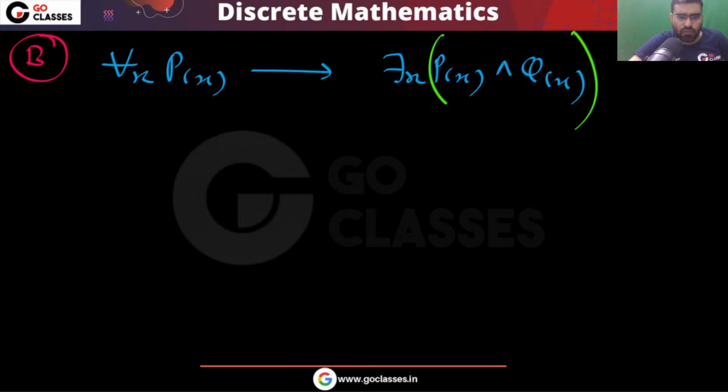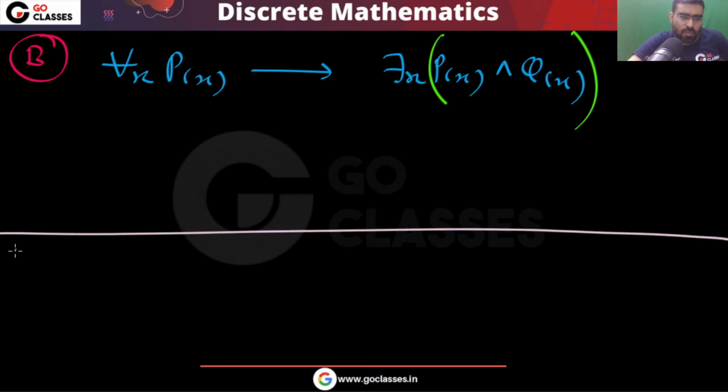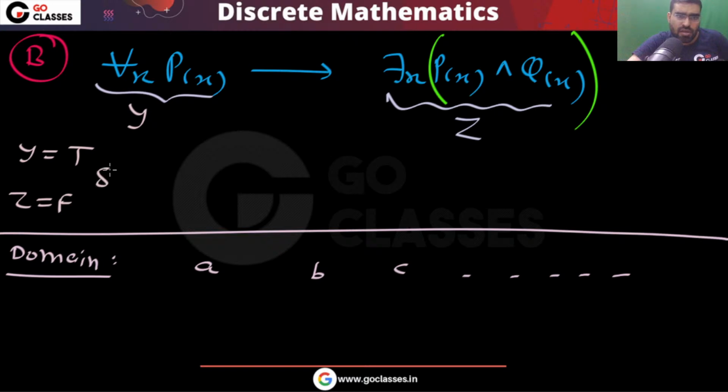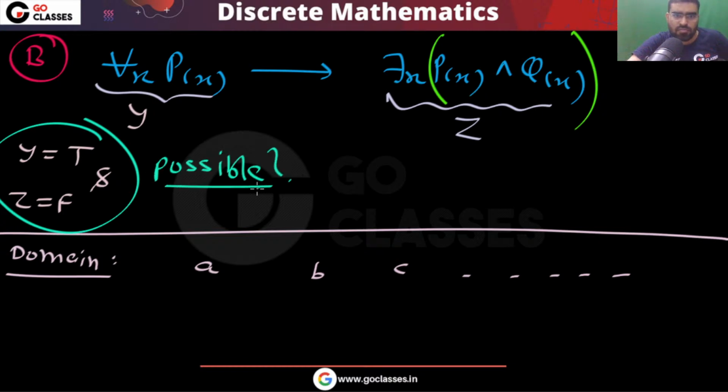The same thing you can prove with our formal method. Can you try our formal method? Let's assume some domain is there: A, B, C, and so on. Let me call this Y and this Z. Is it possible that Y is true and Z is false? Is this possible? Can I make this Y true?